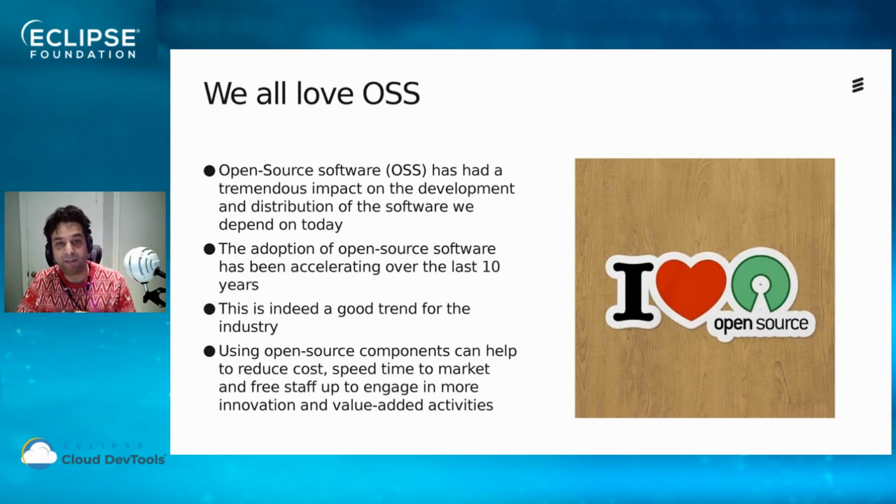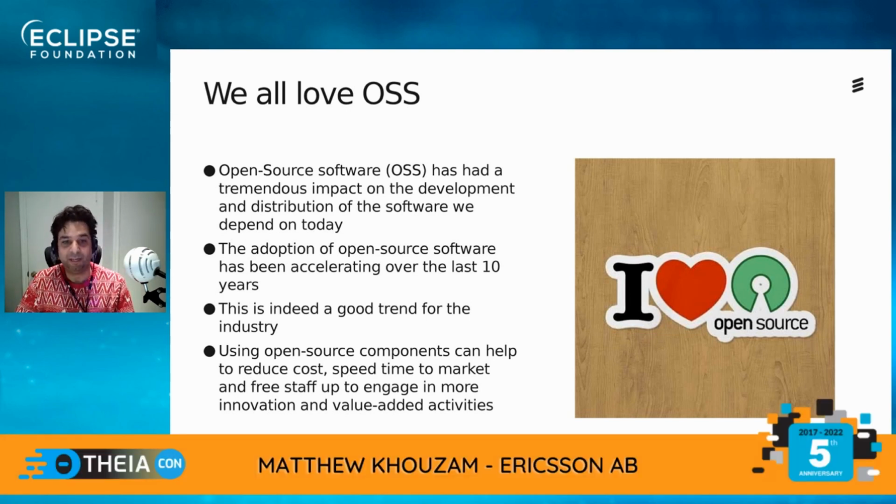At Ericsson, internally, we all love open source software. It has a huge impact on the development and distribution of the software we depend on today. There have been reports done that show that over 90% of shipped products have an open source component within their supply chain. And yeah, you heard me right. We're talking supply chain. It's one of those talks today. Today, the adoption of open source has been accelerating over the last 10 years. And this is a very good trend for the industry. We're putting our needs in common, and we're lowering our total cost of ownership that way. But not only does it reduce the cost, but it lowers time to market, so we can get better solutions to our customers faster. And on a personal note, it allows staff to worry about much more interesting problems than re-implementing the wheel that someone else did.